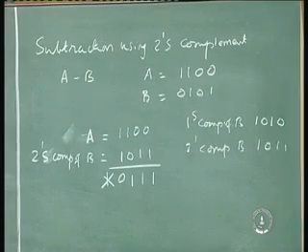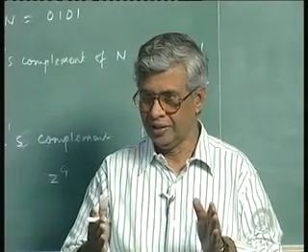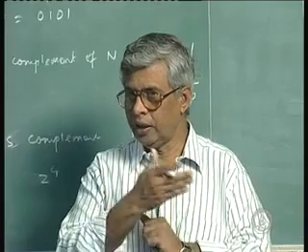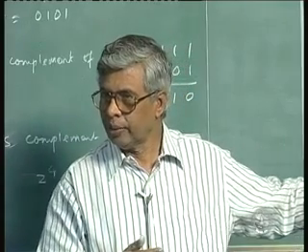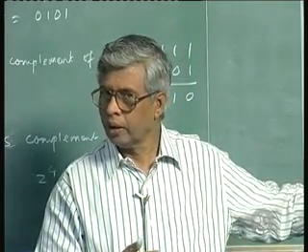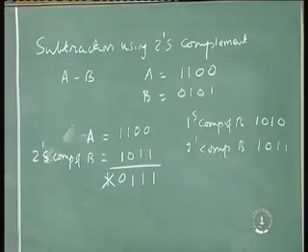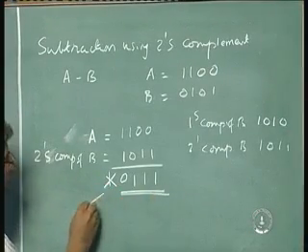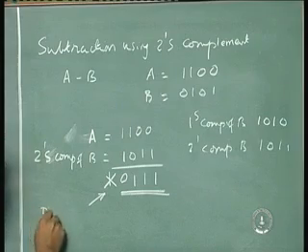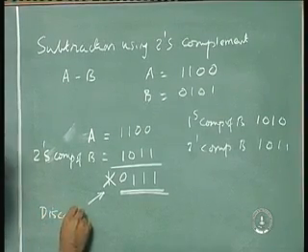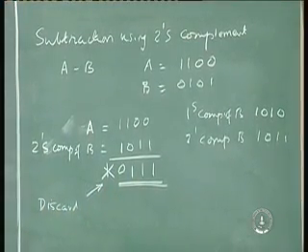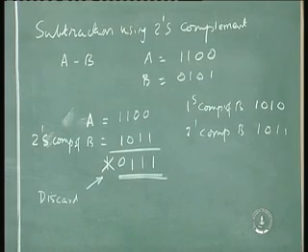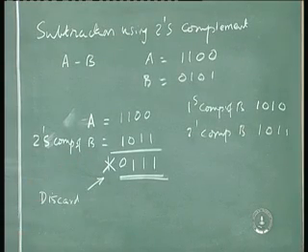Because I know that the result is going to be 4 bits or less, I discard the last bit. Now, how much is this number? So, this is the discarded carry. What is this number? 0, 1, 1, 1 is 7. So, 12 minus 5 is 7.